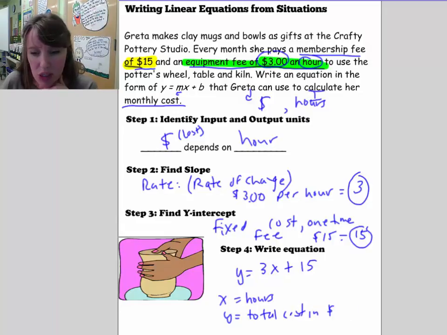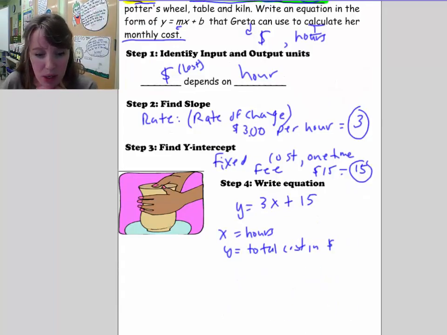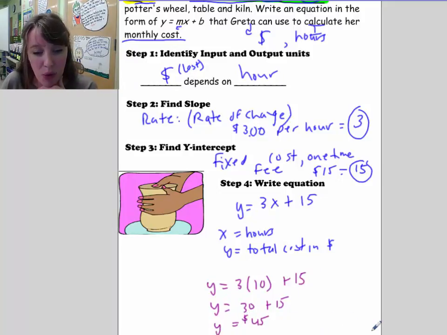Okay, so let's just make sure this makes sense here. Let's say that she spent 10 hours at the studio, you would calculate her cost as $3 an hour times 10 hours plus the $15 membership fee. So your total cost would be 30 plus 15, which would be 45. So your total cost in dollars would be $45, okay, for 10 hours.